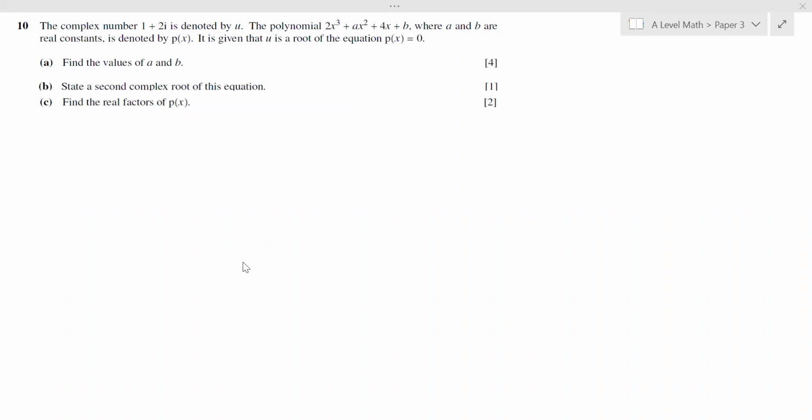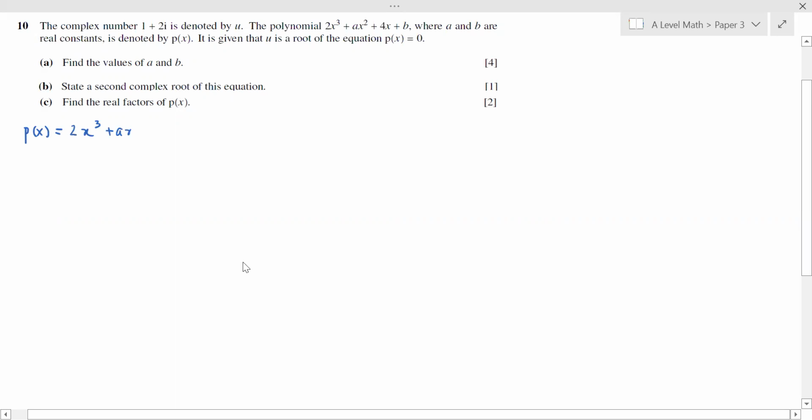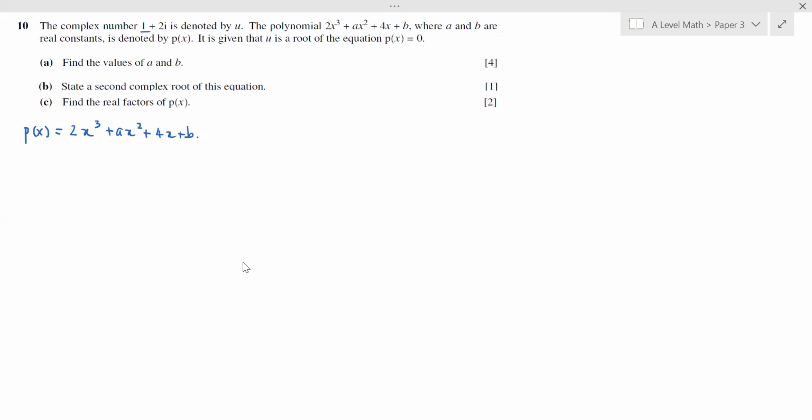Given the cubic polynomial p of x equals 2x cubed plus ax squared plus 4x plus b, there are two real constants, a and b. For this case, you see that p of x is 2x cubed plus ax squared plus 4x plus b. And the complex number 1 plus 2i denoted by u is the root of the equation. So u here is the root of the equation p of x equals 0.